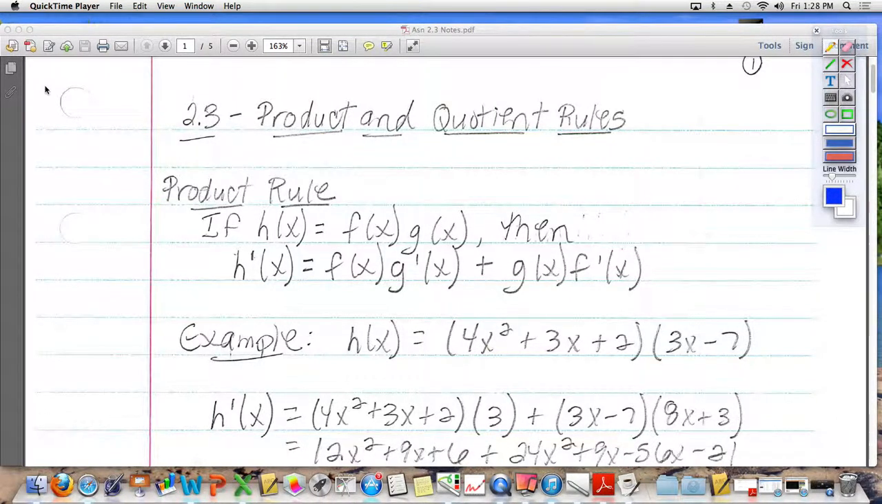2.3, we are going to talk about only the product rule today. It shouldn't take us too long, and I'm going to give you guys some time to work. So the product rule says this. Now, let me explain what I'm doing here first.